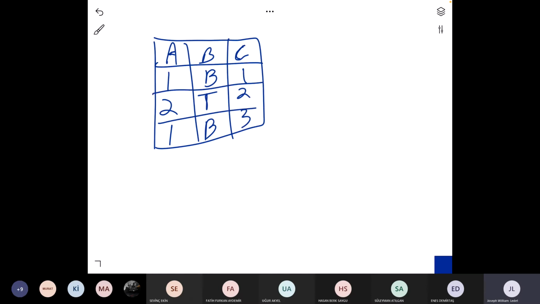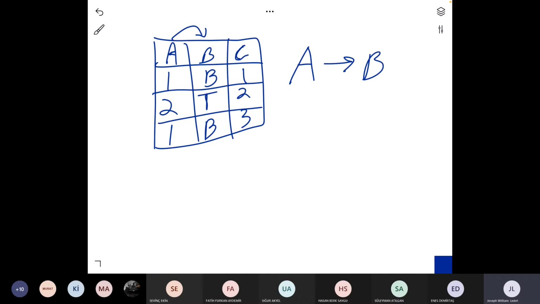Now, what we can look at here is that it looks a lot like the value in A determines the value in B. That would be a good assumption. And so the way we would write this is A determines B. You could also read this as B is functionally dependent on A.